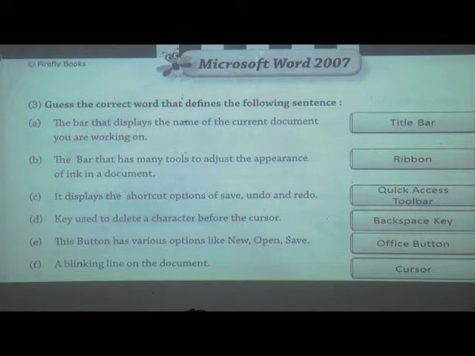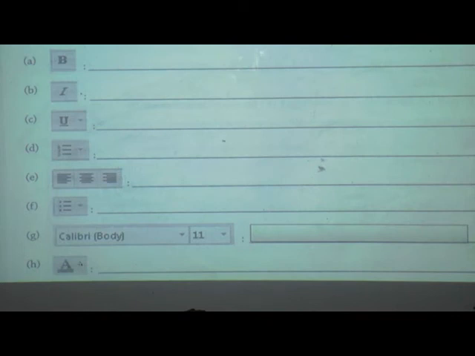Now our fourth number question. What is the fourth number question? Describe in one sentence what these symbols are used for. Means what is the use of this given symbol? What is the first symbol? First symbol is B. B means what? What can we do by using this symbol? We can bold it, right?